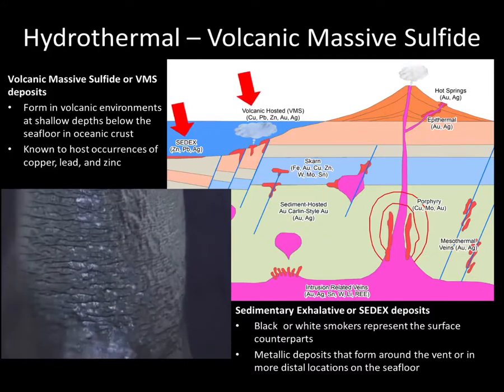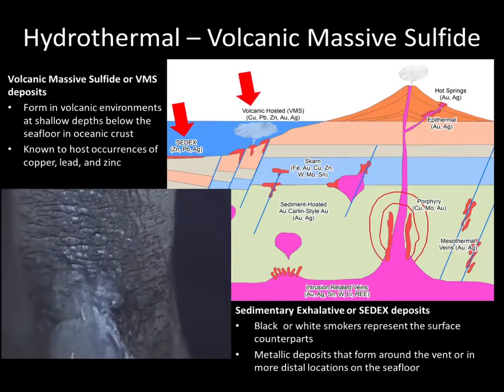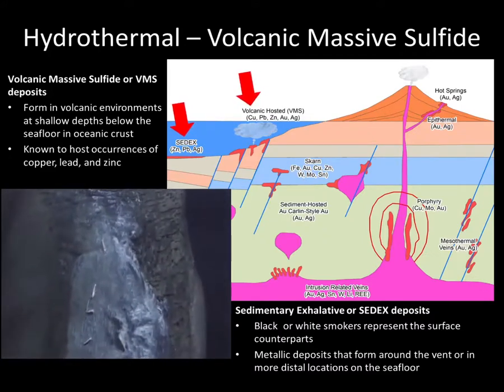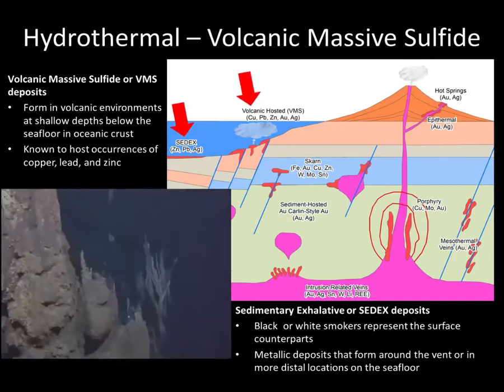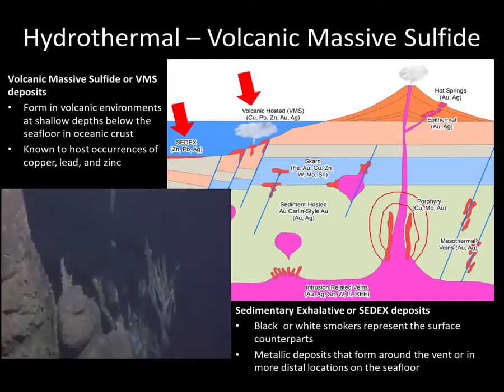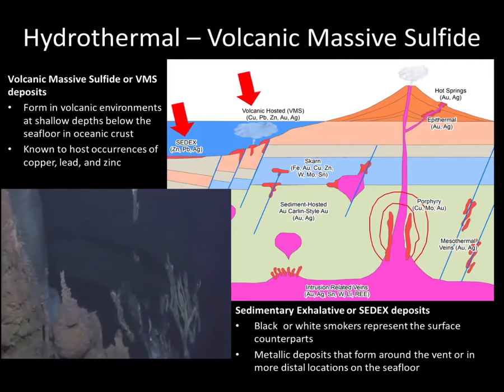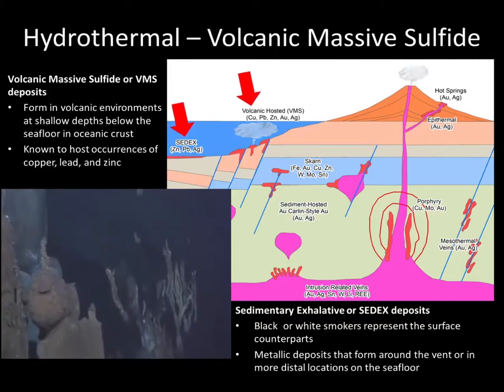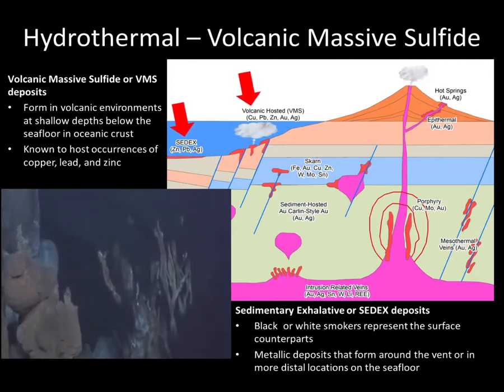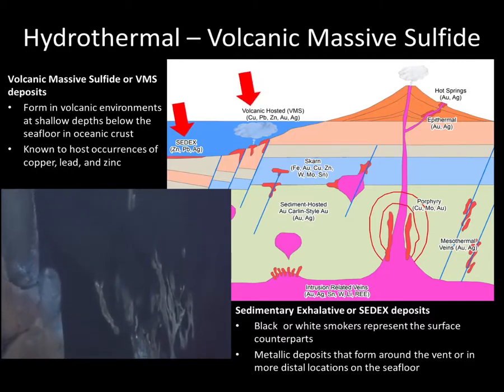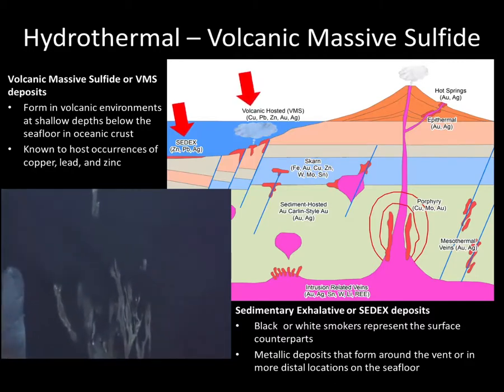Metallic deposits that form around the vent or in more distal locations on the seafloor are also referred to as SEDX deposits. Most VMS deposits are relatively small, but this is not always the case. Large VMS deposits are found in Canada, Europe, Spain, and Portugal.